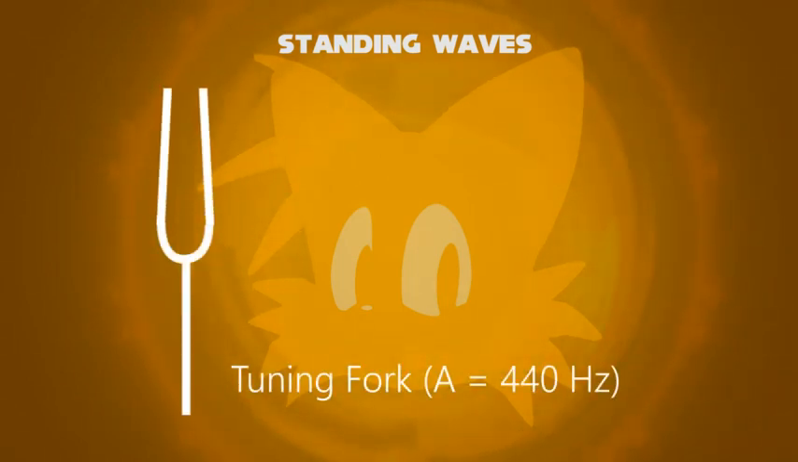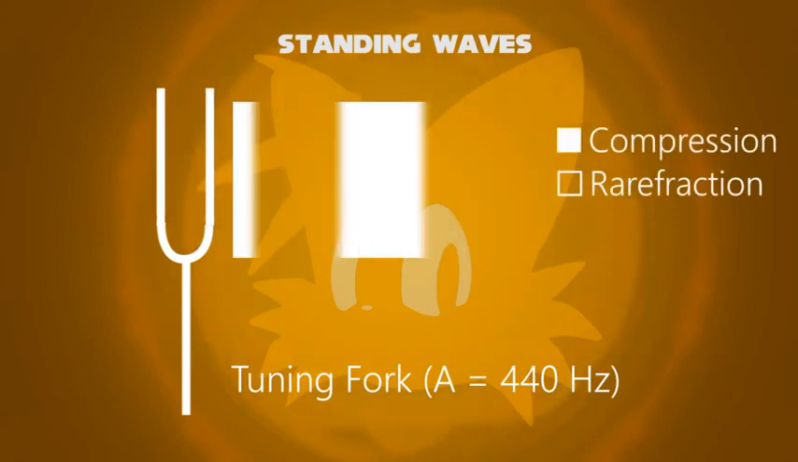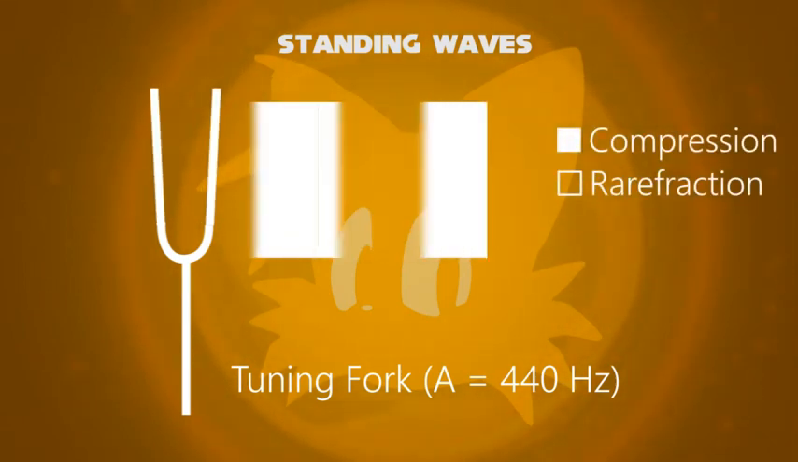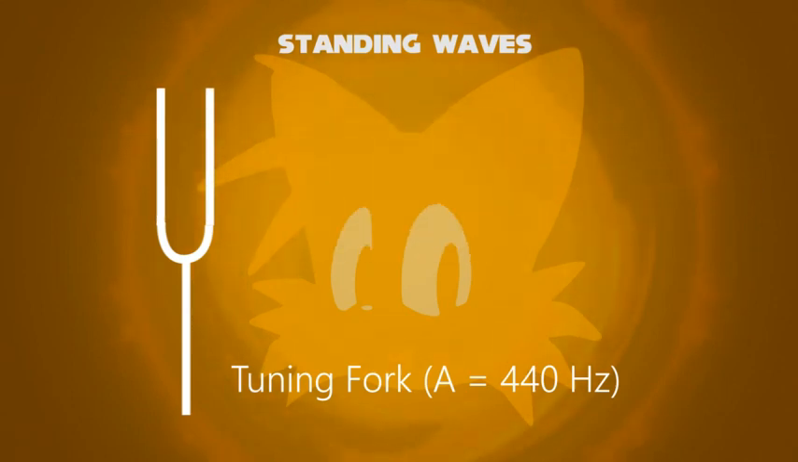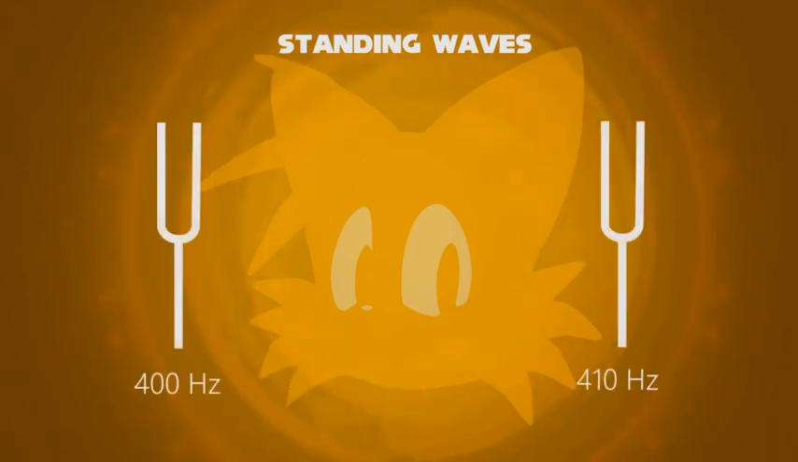You can note that the air particles vibrate. One is called compression, when particles come closer, and the other rarefaction, when particles go farther. This causes a tone when the tuning fork is slightly hit with something. If we have two tuning forks, we can have two different frequencies. One is 400 Hz, and the other 410 Hz.